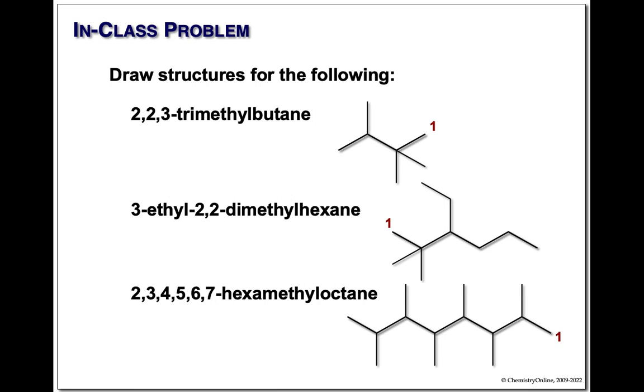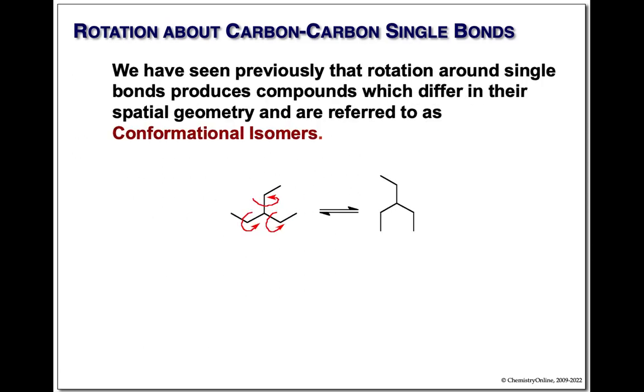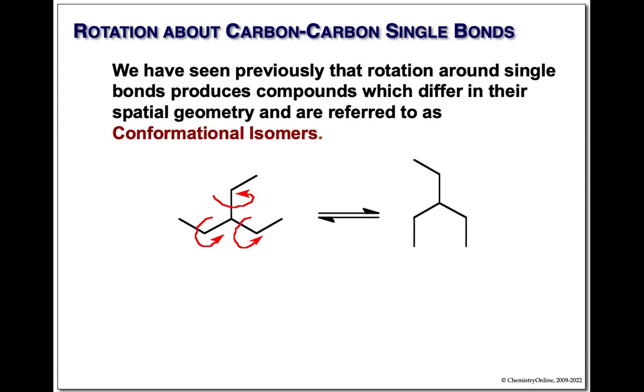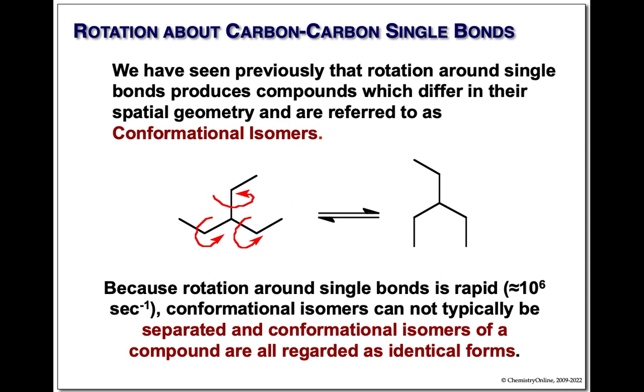Now, once again, we draw these molecules this way, but remember, these chains are twisting and turning and doing everything in sight. That makes them isomers. Again, that's conformational isomers, we said. Again, we cannot separate them, so these are just deemed to be identical.